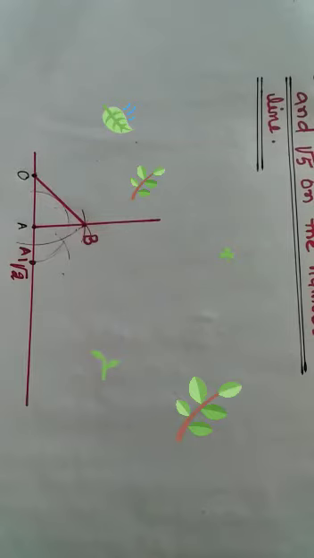Now we will draw A1B1 perpendicular to the number line at A1. From here we will draw A1B1, and similarly we will cut an arc of 1 unit and we will be able to find root 3. Is that okay?